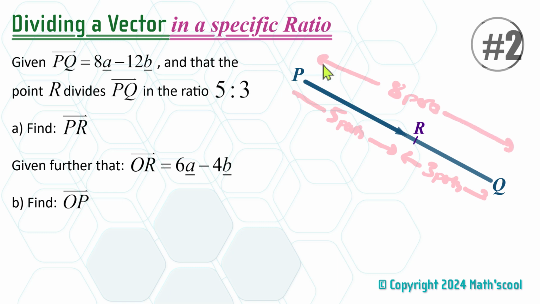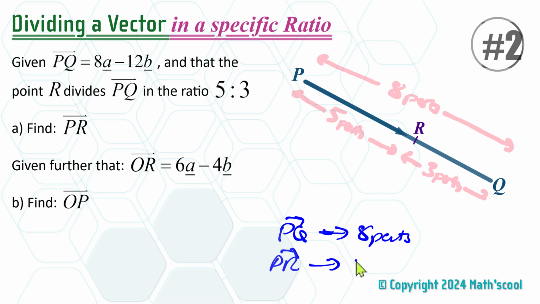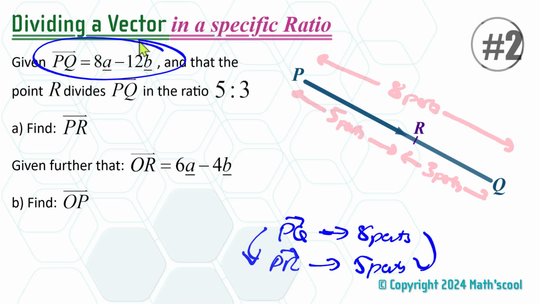So you can start by writing something along the lines of P to Q is 8 parts. And then you want to find P to R. So you can write P to R is 5 parts. And then you can find the multiplier, and then you can form an equation, and then you can use the fact that you already know P to Q to find P to R, and then the rest of it should be straightforward. Okay, so I've helped you a bit with that question. Should be easy now.